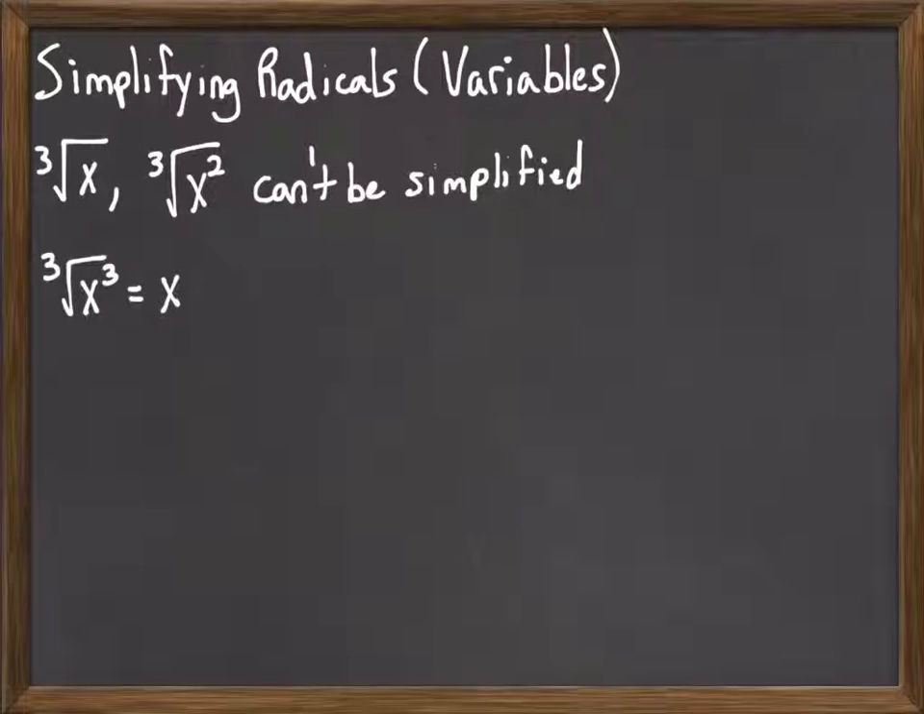So first off, cube root of x cubed. What number would you multiply times itself 3 times to get x cubed? The answer is x. What about x to the 6th? Well, if you took x squared times itself 3 times, you have 2 plus 2 plus 2 is 6. So the cube root of x to the 6th would be x squared. Or as another example, cube root of x to the 21st would be x to the 7th, because 7 plus 7 plus 7, or 7 times 3, is 21.